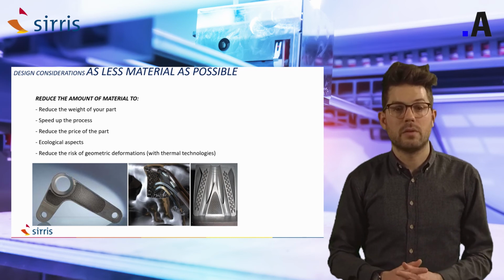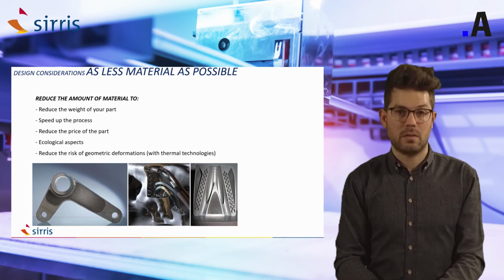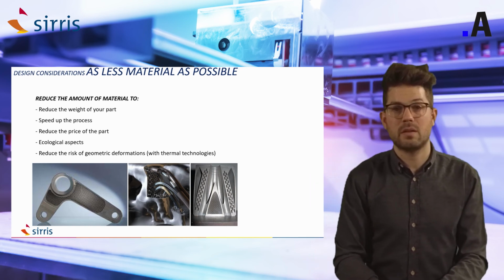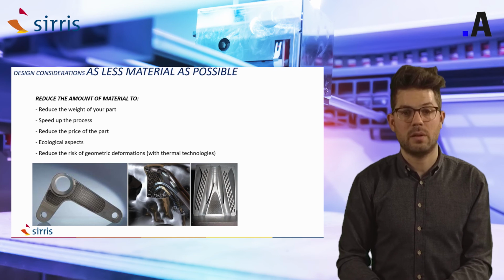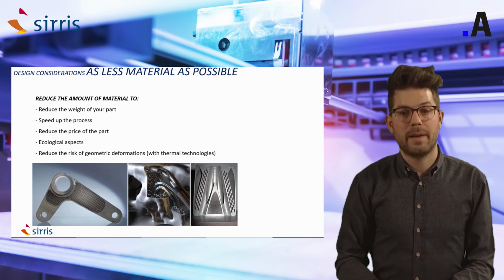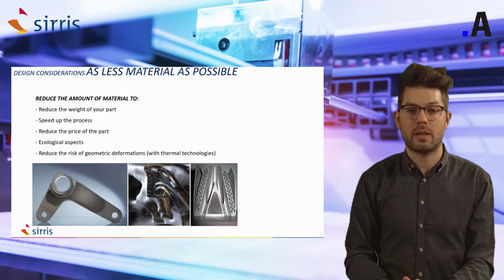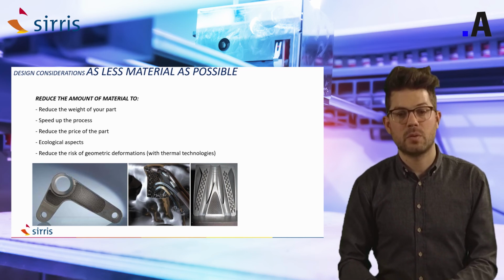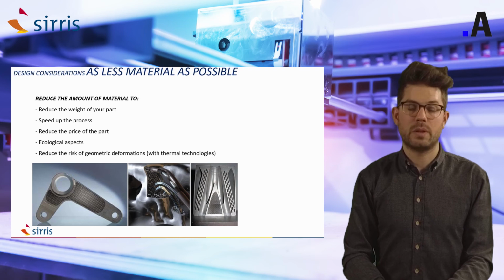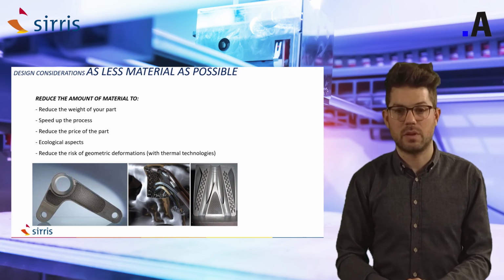As you will see in the other video, the price of additive manufacturing materials is much higher than conventional materials, so we will increase the price a lot if we use too much material. Also, for example, for ecological aspects, and with some technologies, if we want to print very massive parts, it will be quite difficult. So by reducing the amount of material, we reduce the risk of geometrical deformations during printing.